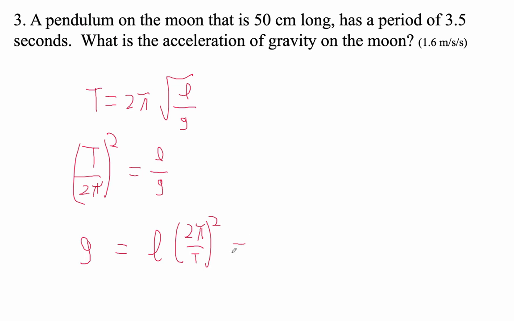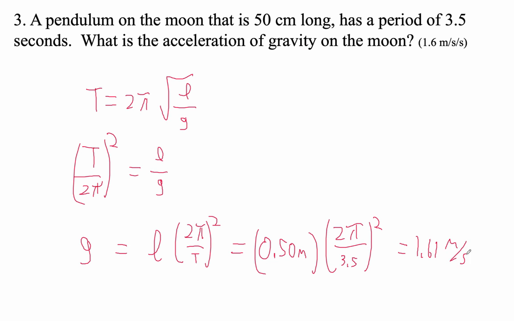Is that right? Let's try it. Okay, so 0.50 meters times 2 pi over 3.5, squared. I think we can do this. So 0.5 times parentheses 2 pi divided by 3.5, square that thing. I'm getting 1.61 meters per second squared. So about 1.6 meters per second squared.